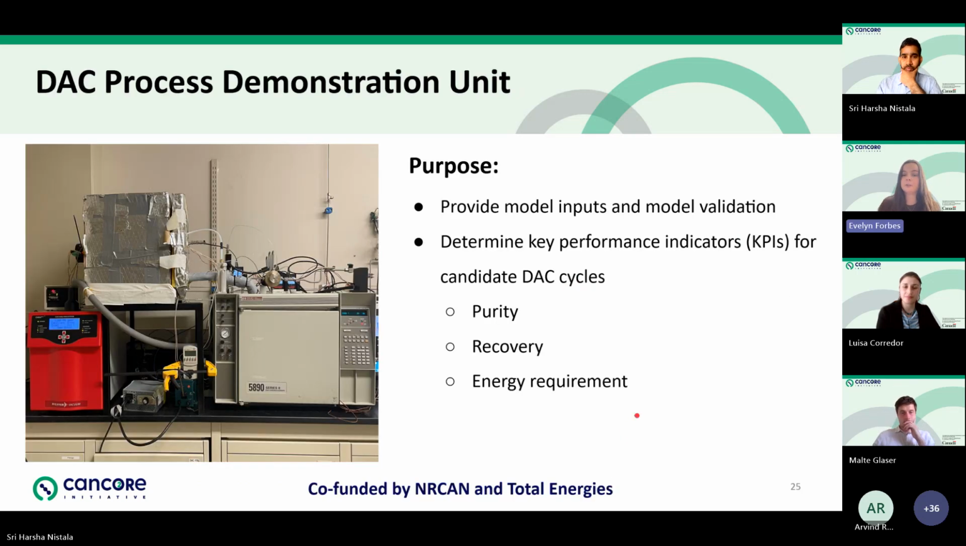And then we also have another instrument, and this is called the DAC Process Demonstration Unit. And its purpose is to provide model inputs and model validation, and to determine key performance indicators for DAC, such as purity, recovery, and energy requirement. And when I say purity, it's how pure the CO2 is from the process. Can it reach pipeline specifications? Recovery is how much CO2 can be recovered from the material in comparison to how much CO2 we had to flow through the bed or column. And then energy requirement is simply how much energy is needed for the process.